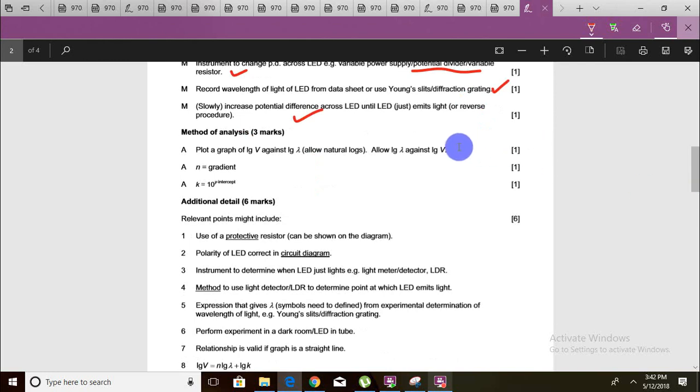Log V against log lambda, gradient is N, K is equal to 10 to the power C. Use of a protective resistor can be shown. Polarity of LED correct in the circuit diagram. Actually, because we used a power supply, it wouldn't really matter, because in a normal power supply, the one I used, it's not shown. However, if it had been this sort of symbol I had used, then this is the positive, and so this should have been facing this side. This would have been the attachment had I used this one. Something you may forget if you use a battery next time in this sort of an experiment.